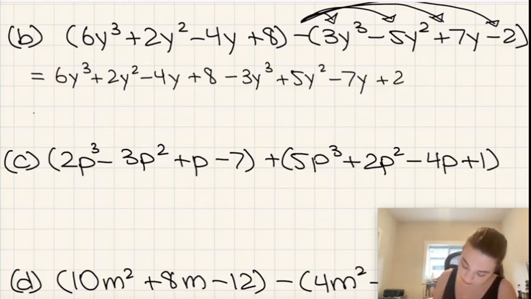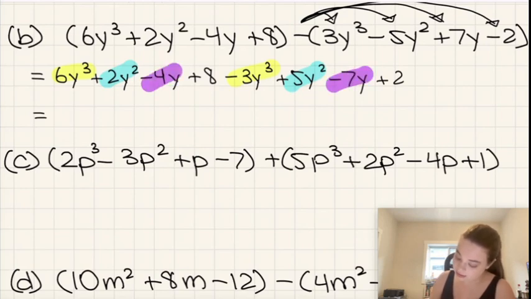Now I'm going to combine like terms. So we're going to combine these two. They're both y cubed terms. Then we have these two, which are both y squareds. Then we have these two, which are both y. And then last but not least, we have these two, which are both just regular constant terms.